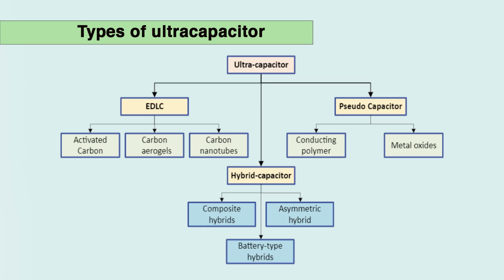So basically, hybrid ultracapacitors combine the properties of EDLC and pseudocapacitors in order to get the advantages of both types of capacitor. In the hybrid capacitor classification, we have three types of ultracapacitor. The first one is known as the composite hybrid ultracapacitor. The next one is known as the battery type hybrid ultracapacitor, and the third one is known as the asymmetric liquid type hybrid ultracapacitor. Depending upon the application, those ultracapacitors are used.